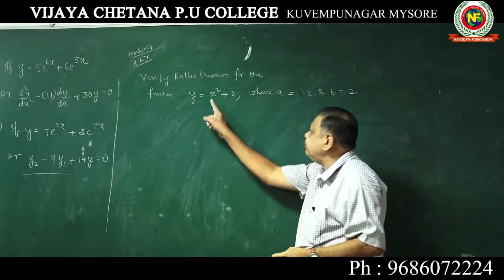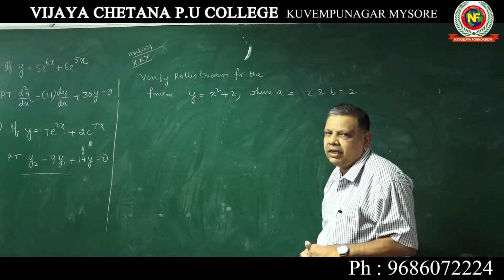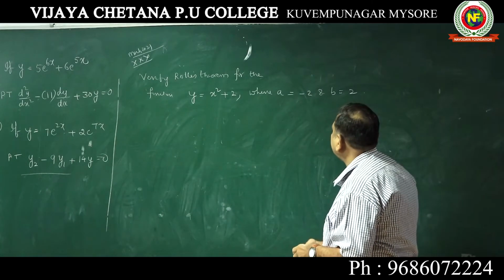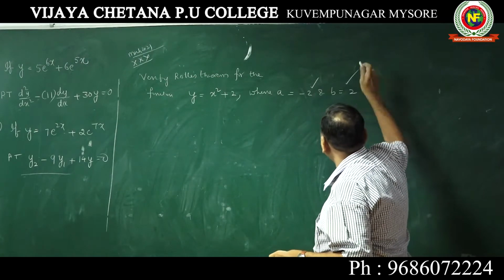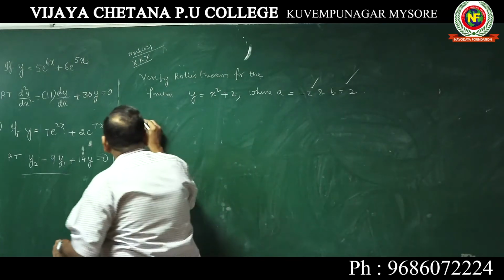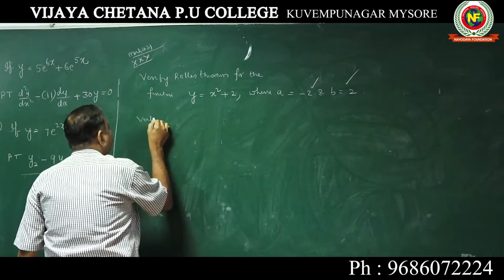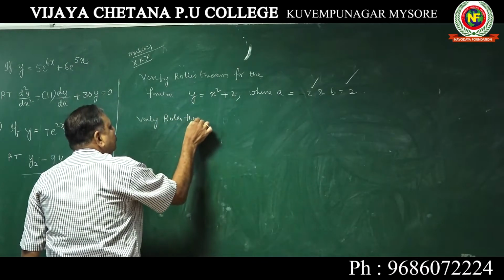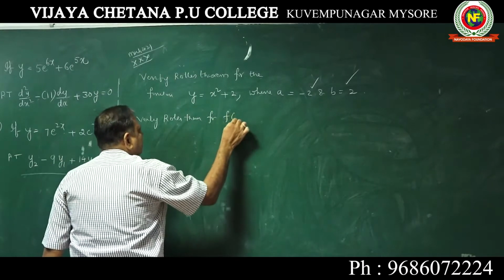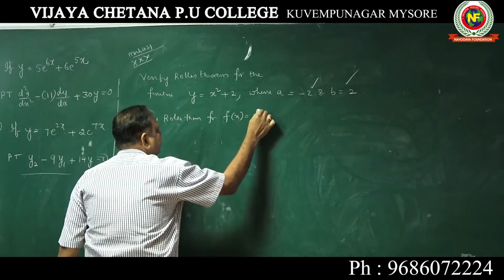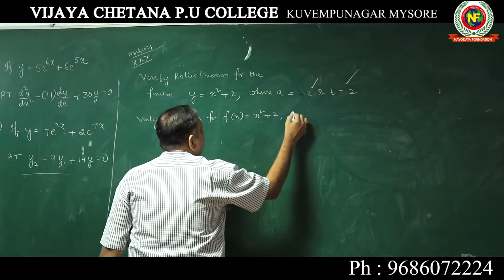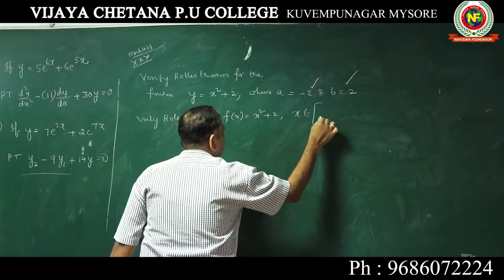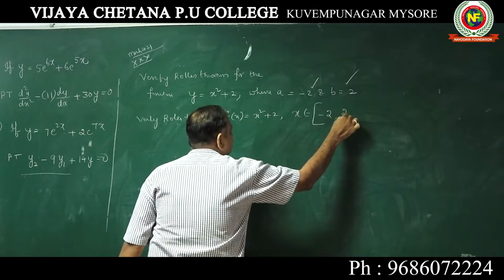Always y is a function of x. I told you, the explicit function y is equal to x squared plus 2, where a is minus 2, b is 2. That means you have to verify Rolle's theorem. They can also give it like this: Rolle's theorem for f(x) is equal to x squared plus 2, where x belongs to minus 2 comma 2.